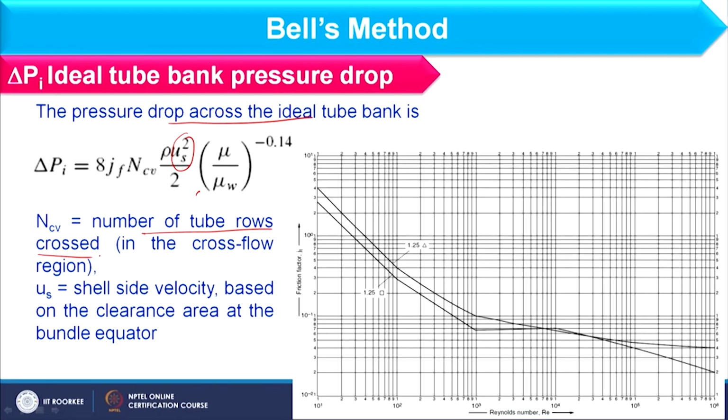So, if I am considering delta Pi in the cross flow zone, I am not having any longitudinal movement, I am only having transverse movement, or the movement perpendicular to the tubes. So, whatever friction we can have will be due to tube rows. How many tube rows is the fluid crossing between two baffle tips.